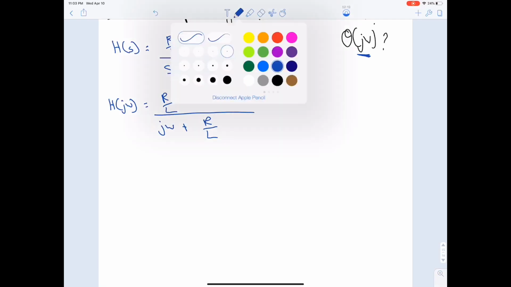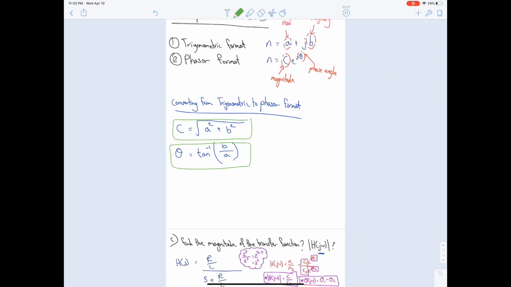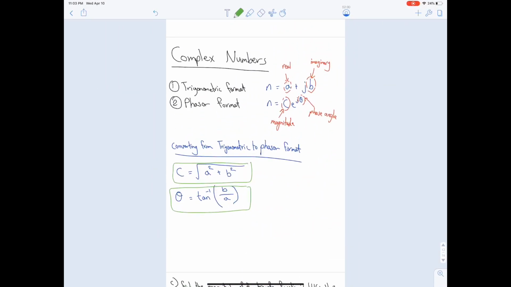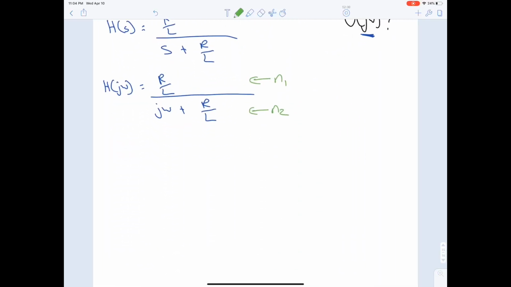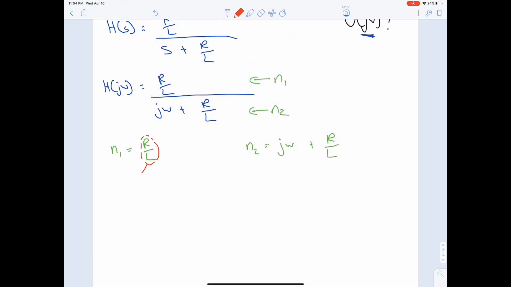Okay, great. And here, how are we going to find the phase angle? As we did with the magnitude, we will break this into two numbers, N1 and N2, because we need to find the thetas in the phasor format. Okay? And theta is what? Tan inverse of B over A. What is N1? N1 is R over L, and N2 is jw plus R over L. Let's define the real and the imaginary parts of both numbers. This is the real part. The imaginary part is 0.